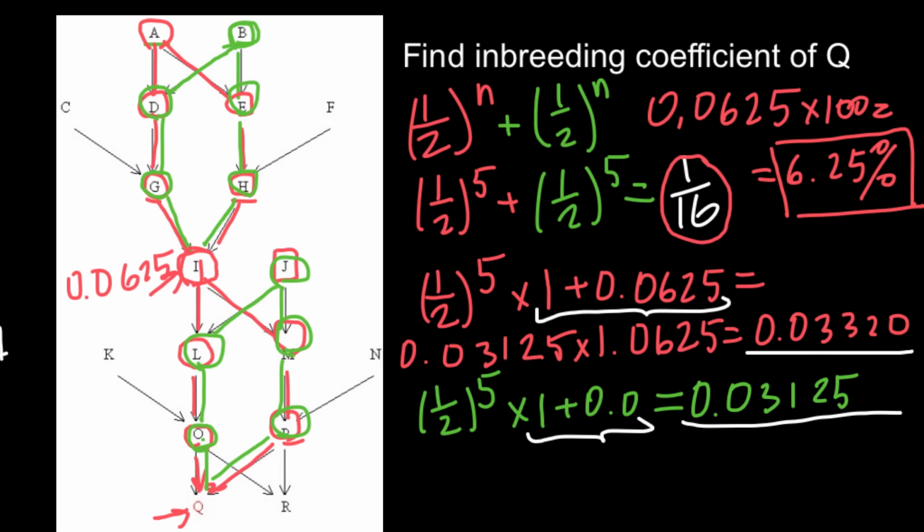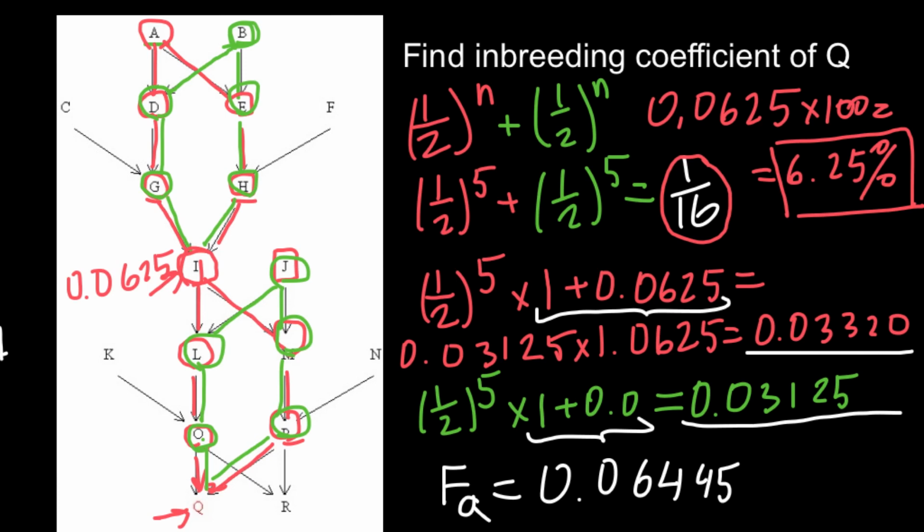And now basically the last step, we have to combine, we have to add these two numbers, and this is how we are going to find the inbreeding coefficient of Q. So this is a simple number, so we don't need a calculator. So the answer would be inbreeding of Q equals 0.06445. And this is going to be the inbreeding coefficient of the individual Q.